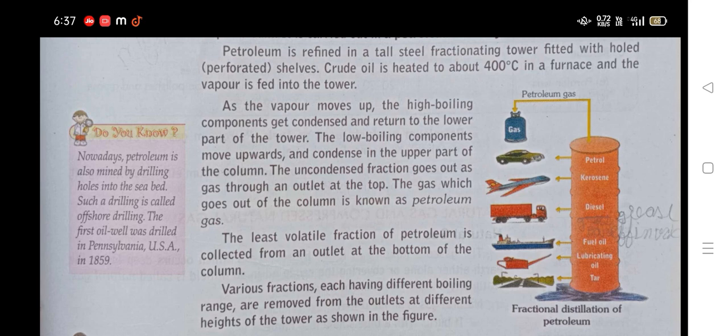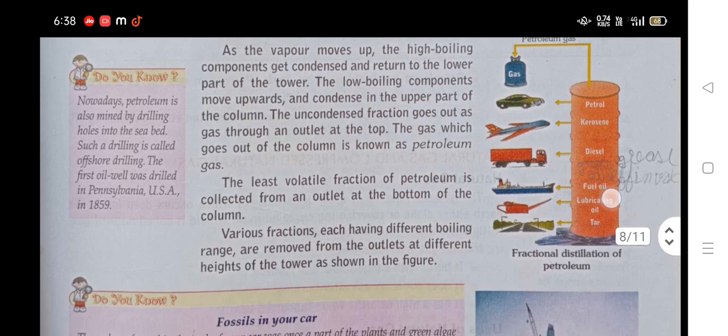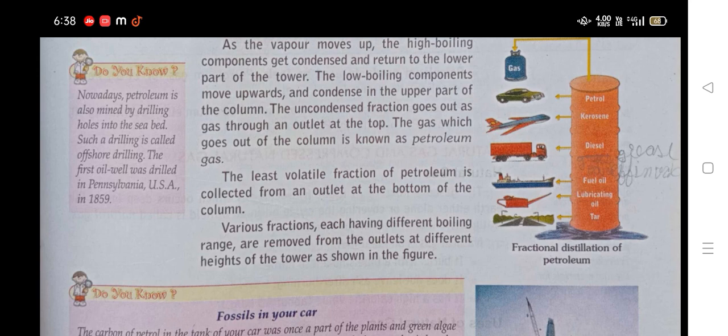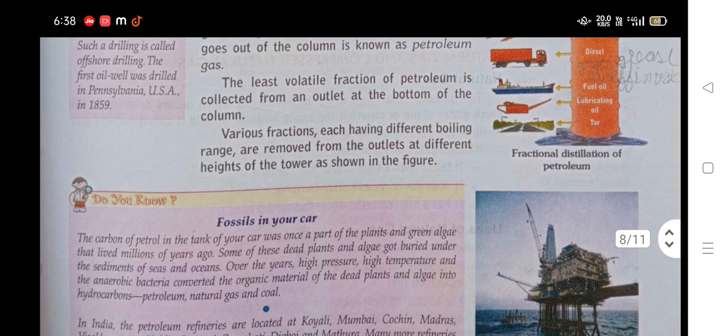The gas which goes out of the column is known as petroleum gas. The least volatile fraction of petroleum is collected from an outlet at the bottom of the column. Various fractions, each having a different boiling range, are removed from the outlets at different heights of the tower as shown in the figure. Do you know, nowadays petroleum is also mined by drilling holes into the seabed. Such drilling is called offshore drilling. The first oil well was drilled in Pennsylvania, that is USA, in 1859.